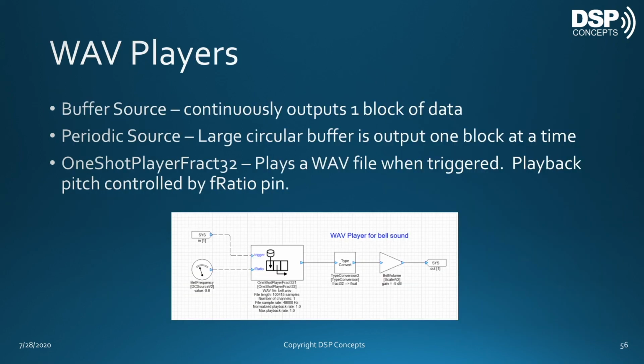There's also a few modules in AudioWeaver which are wave players. There's a buffer source module, which contains one block of audio data and continuously outputs that same block of information. Another one's a periodic source. This is a larger circular buffer. You specify the buffer size, and then it'll output smaller blocks from that data and also loop at the end. And finally, there's a one-shot player. This module has internal wave samples, and it plays the wave data when it's triggered. The module has a trigger pin, which is a Boolean signal, and it also has a controllable playback pitch on the F ratio pin, so you can control that at runtime.